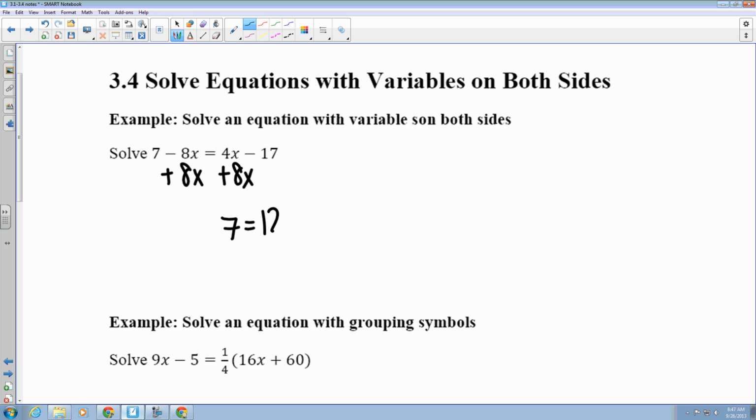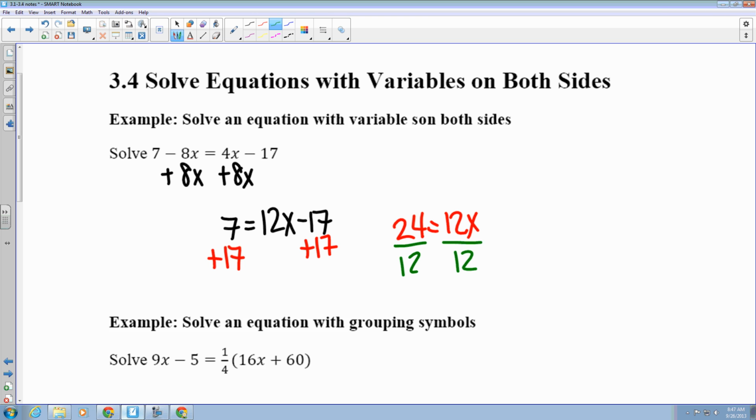Then we're going to have 7 equals 12x minus 17. We're going to have to add the 17 to both sides. 24 equals 12x. Divide by 12, and x is 2. Of course, you can plug that back into the original one to check and make sure you have the right answer.